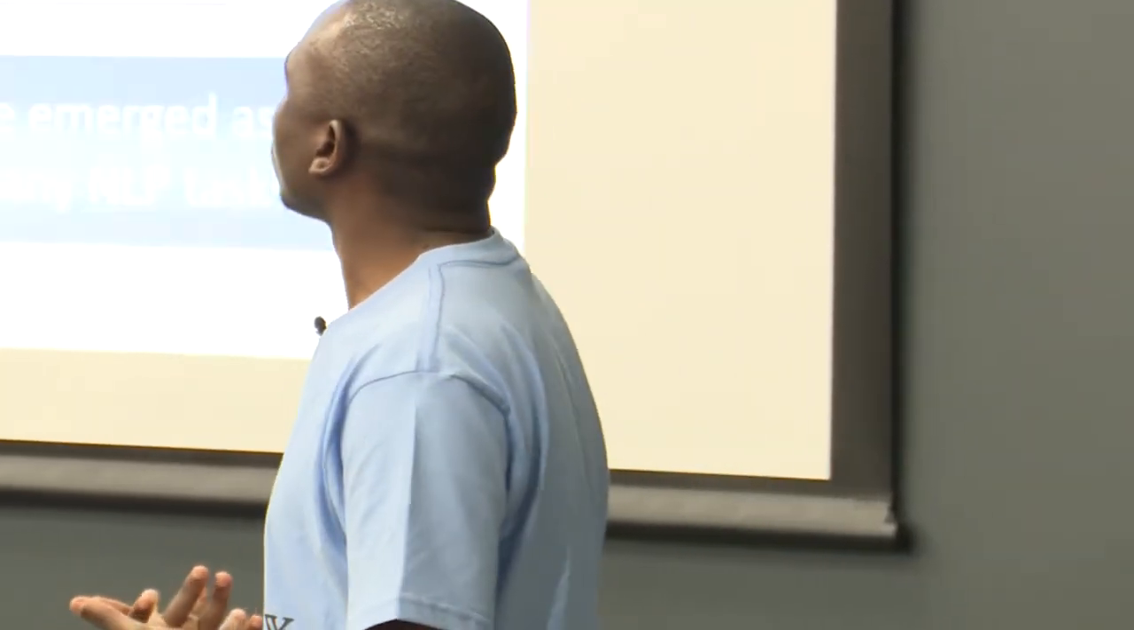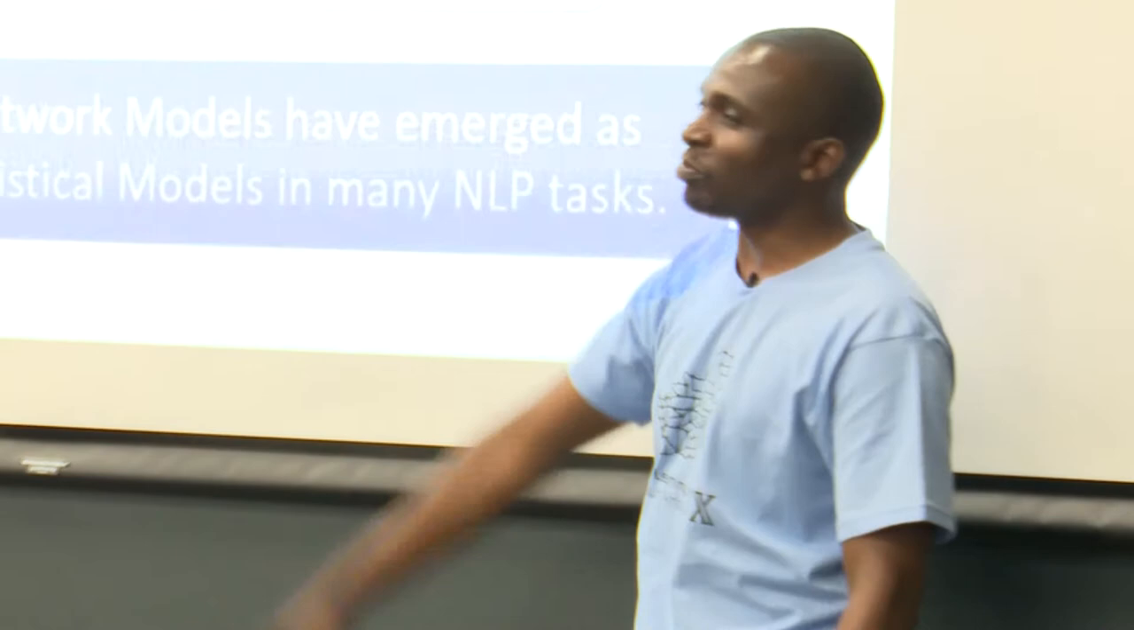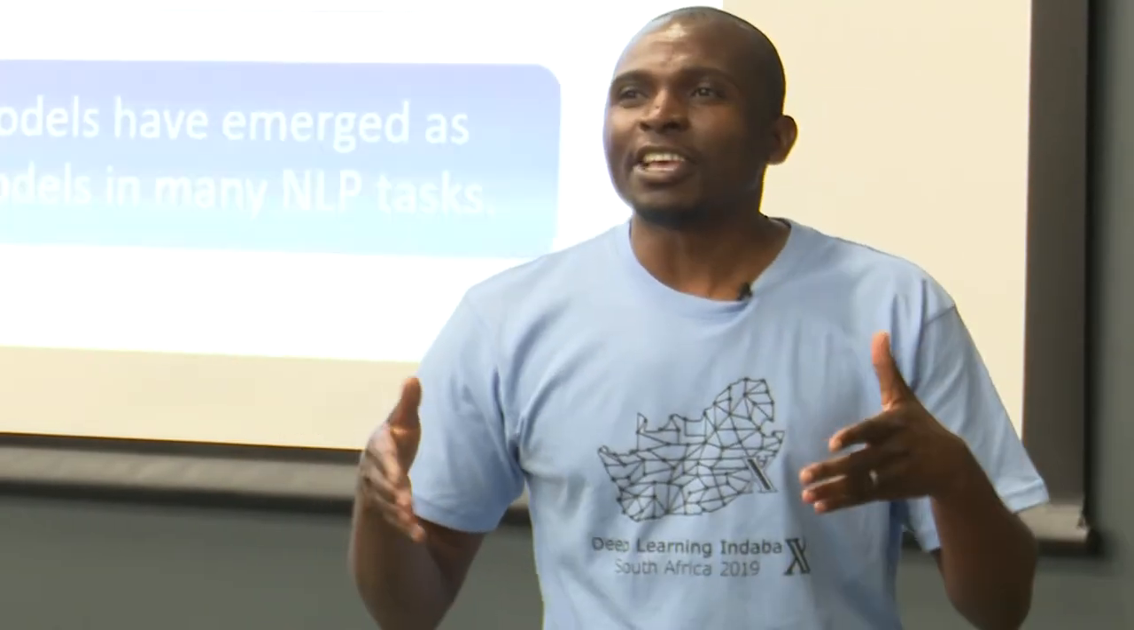So in general, when you've got ambiguity, statistical models are the way to go. Your traditional natural language processing techniques are based on statistical models. They usually use Markov chains and a lot of conditional independence assumptions. So traditional NLP is mainly based on those. Are we together? If we see a textbook written about 5 years ago on natural language processing, it will be using those statistical models.